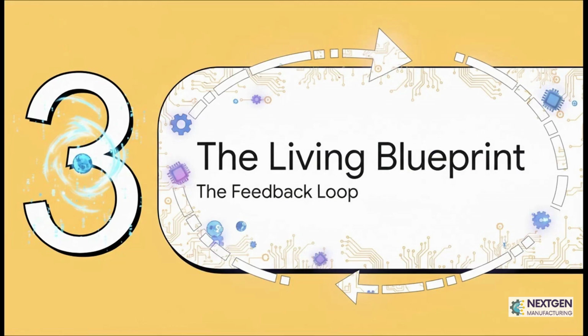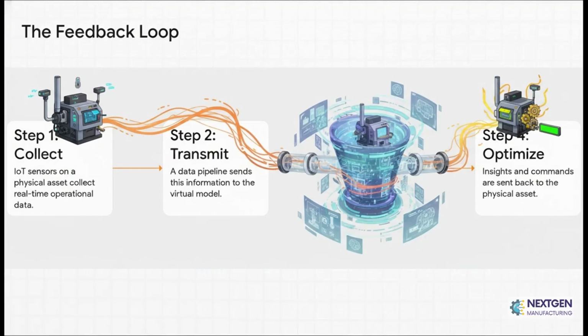Okay, so how does this living part actually work? Well, the magic is all in the feedback loop, this constant conversation between the physical world and the digital one. Let's just trace this flow for a second. It starts with sensors on the actual machine collecting raw data, temperature, vibration, output, all that stuff. That data gets streamed to the virtual model. The twin then analyzes it and runs constant little micro simulations to predict what's going to happen next.